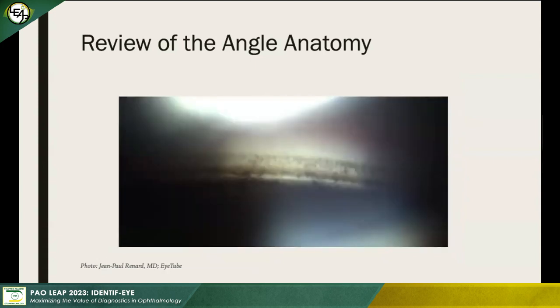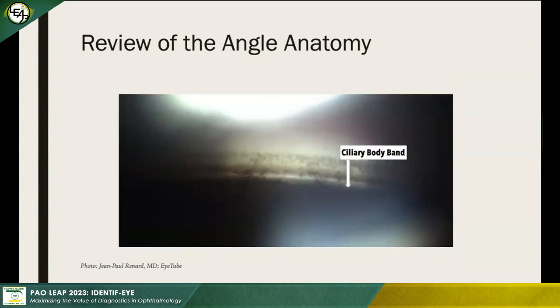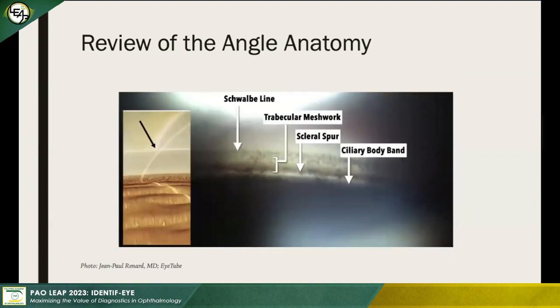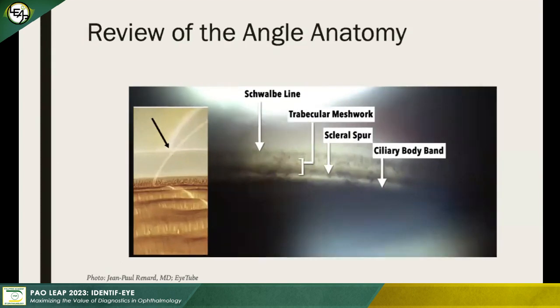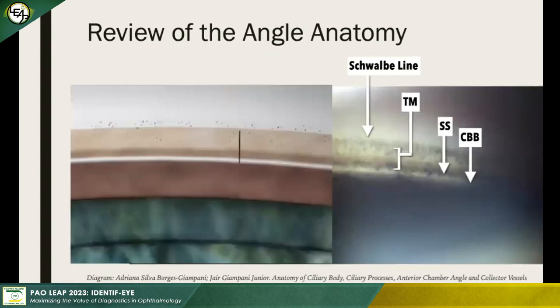Now let's look at the frontal view of the angle as seen through gonioscopy. It can be confusing at first, but always just refer back to the anatomic landmarks of the angle. It's the ciliary body band, the scleral spur, the trabecular meshwork, and the Schwalbe's line. The Schwalbe's line is sometimes slightly pigmented. If you have difficulty identifying this layer, one can use the parallelepiped method of illumination by using a narrow slit beam and seeing where the linear reflection of the cornea and reflection of the sclera meet.